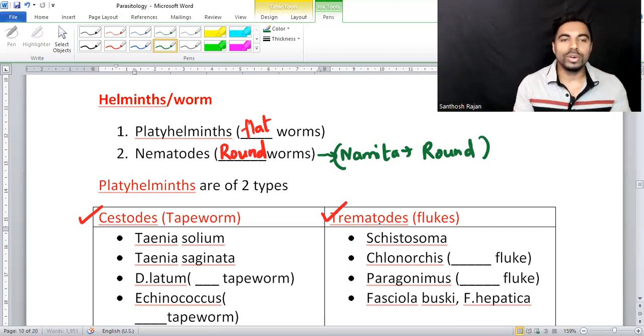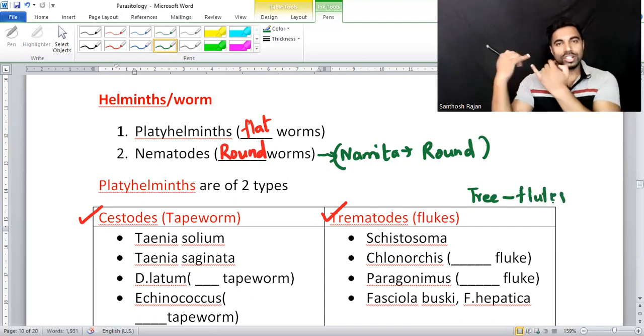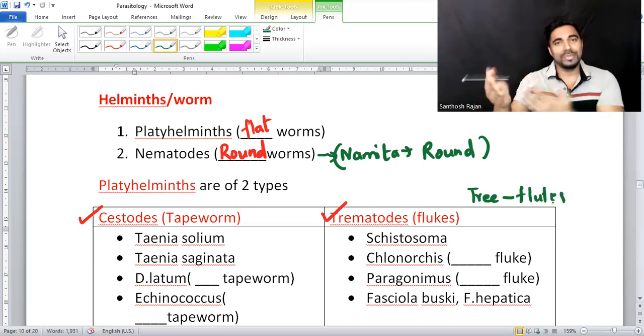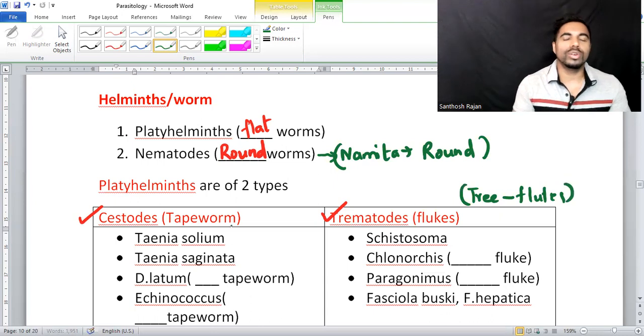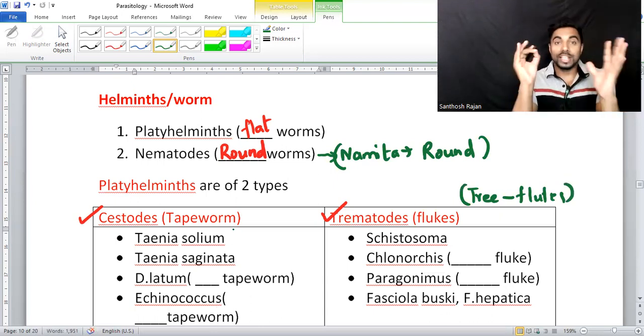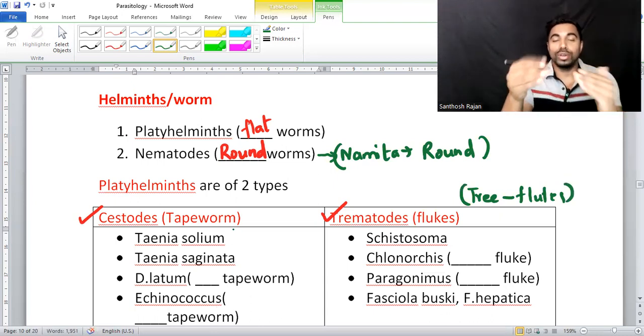Now for trematode, I remember T for tree. From a tree you make flutes. Remember Lord Krishna playing the flute. The flute comes from a tree. So flute becomes fluke, and trematode becomes tree for me. This is the way I remember. And cestode is a tapeworm. This is the basic classification. You have to know this basic, then only you can go to the individual ones.